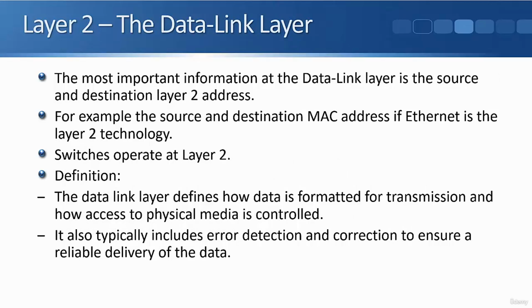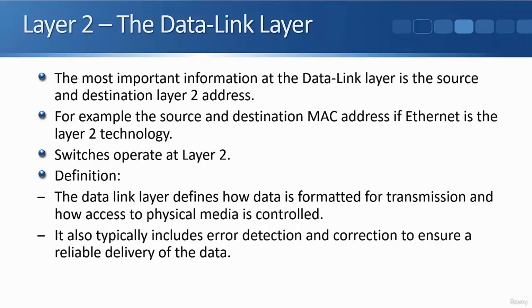The most important information here is the source and destination layer 2 address. Again, just like with layer 3 and 4, there is other information also included in the layer 2 header. For example, the source and destination MAC address if Ethernet is the layer 2 technology. Different layer 2 technologies use different formats for their addressing. For example, old legacy Frame Relay uses DLCI numbers for the addressing.